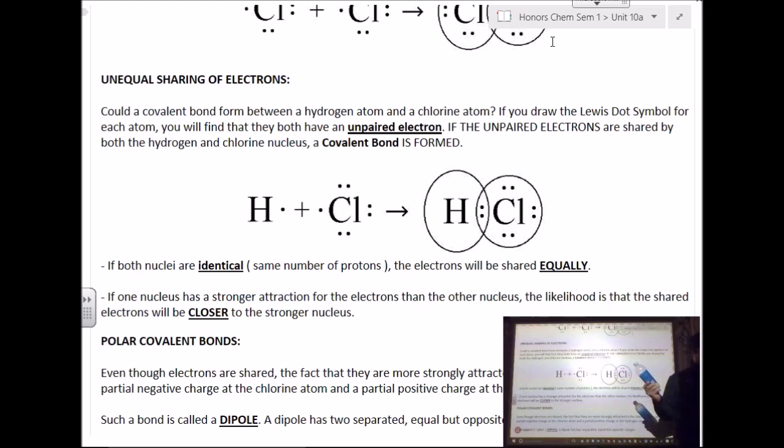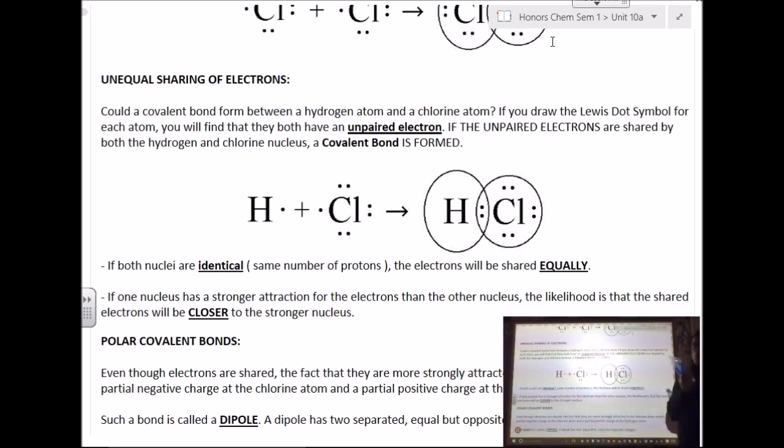What's the charge on an electron? Negative. So as that charge gets closer to the other element, it is feeling that negative charge more so than I am. So when my arm was extended, I still was sharing this electron, but it was farther away from me. So I had what was called a partial positive charge.